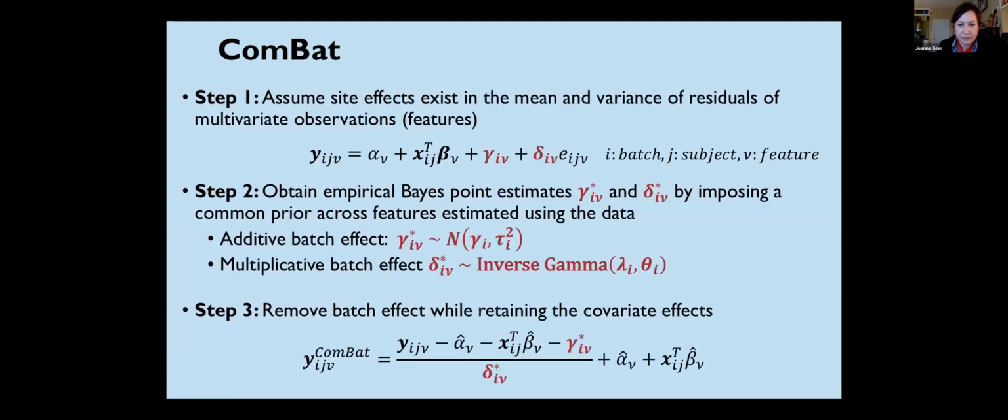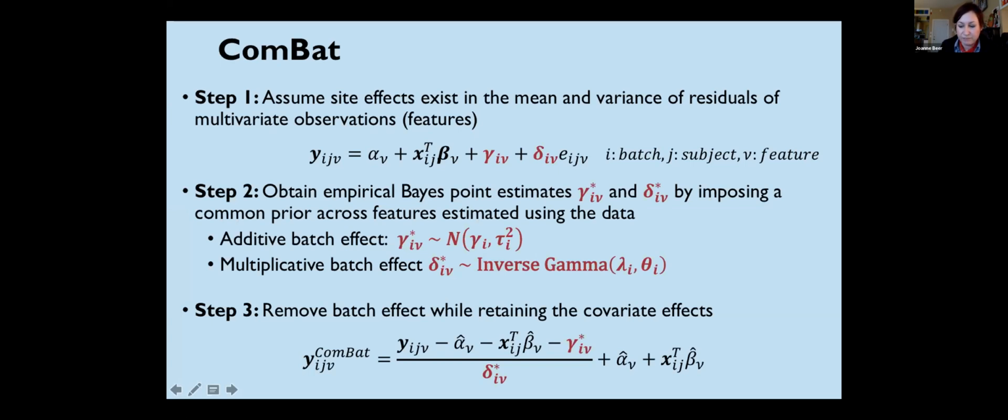And the basic steps in ComBat are, first of all, we're assuming that the side effects exist in the mean and variance of the residuals, and we're always going to have multivariate observations usually when we're doing ComBat. So our Y here would be something like cortical thickness in a given brain region for a given batch, subject. And feature would be the region. And this X beta are the covariates of interest, like age, sex, diagnosis.